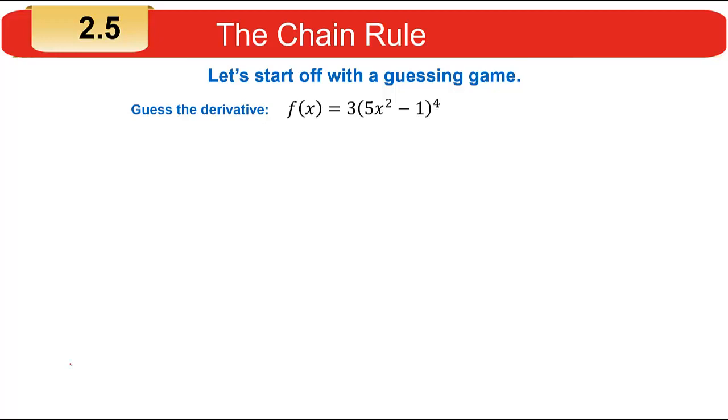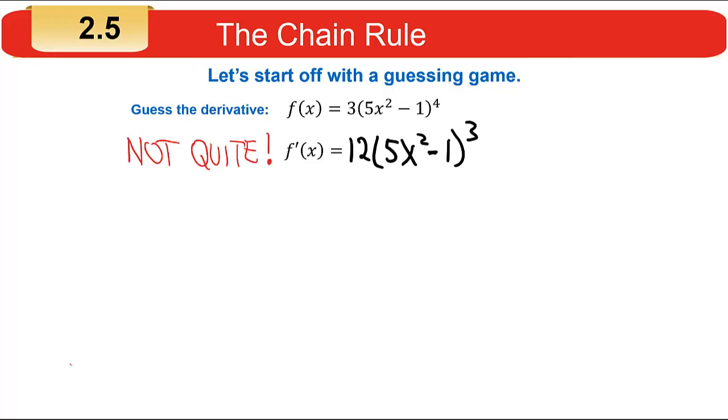The power rule tells us how to take something times x to a power, but if you generalize or guess based on what you know, what might you guess the derivative of this function is? One thing you might guess for the derivative is 12, which is 4 times 3. Write the base down and drop the 4 down to a 3. That's sort of what we do in the power rule. Is that right? It turns out that it's not quite right.